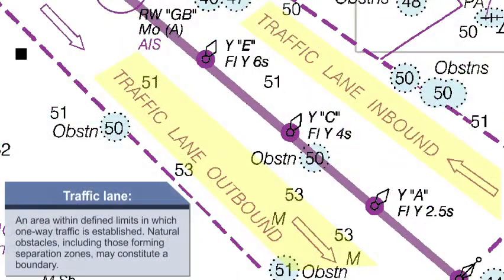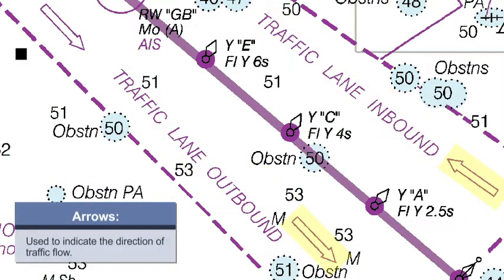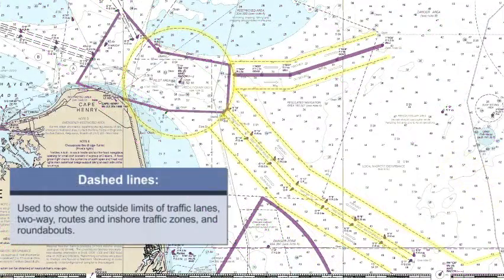Traffic lane is an area with defined limits in which one-way traffic is established. Natural obstacles, including those forming separation zones, may constitute a boundary. Arrows are used to indicate the direction of traffic flow. Dashed lines are used to show the outside limits of traffic lanes, two-way routes, and inshore traffic zones and roundabouts.